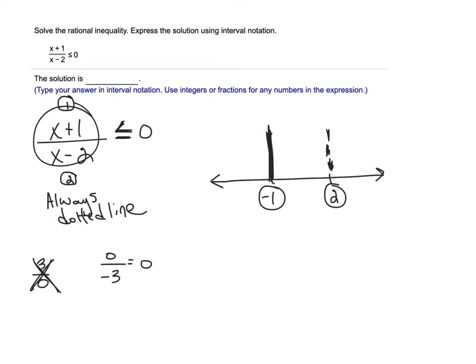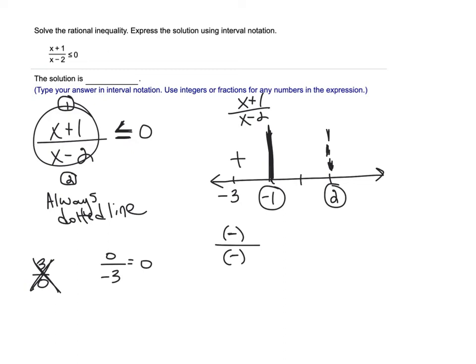Okay, so now let's test our values. I'm going to rewrite it. This is my function that I'm plugging into. So let's pick something less than negative 1. I'll pick negative 3. If I plug negative 3 into my function, I get negative 3 plus 1 is negative 2, which is negative, divided by, let's see, negative 3 minus 2 is negative 5. A negative divided by a negative gives you positive.